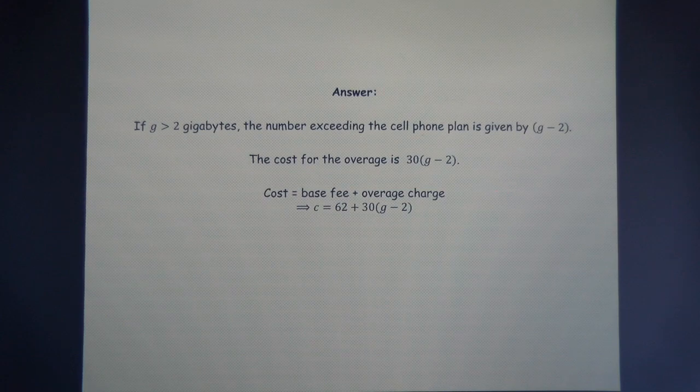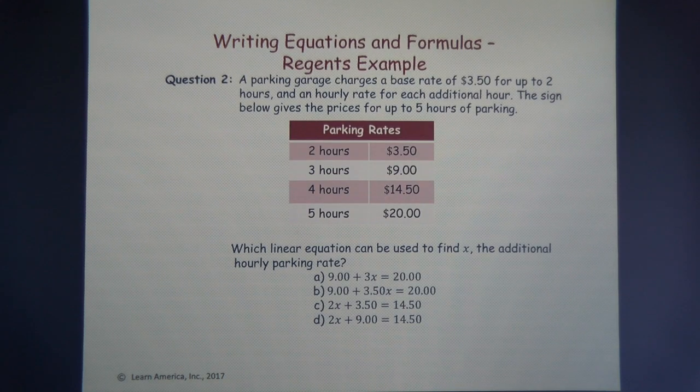Okay? Regents exams love word problems. This is another word problem, and they give you a chart this time. It says a parking garage charges a base rate of $3.50 for up to 2 hours and an hourly rate for each additional hour. The sign below gives the prices for up to 5 hours of parking. Now, it says which linear equation can be used to find x, the additional hour parking rate. And they give you 3 equations. What do you notice about the left-hand column? It goes up by 1. They're all increasing by 1. What do you notice about the change in each element in the right-hand column? Okay. Daniel? Okay.